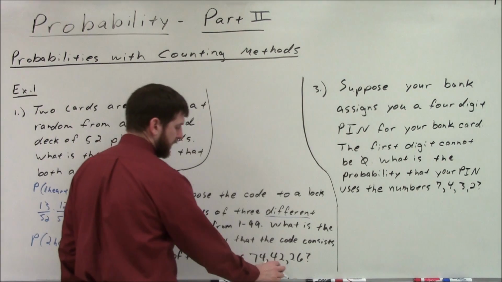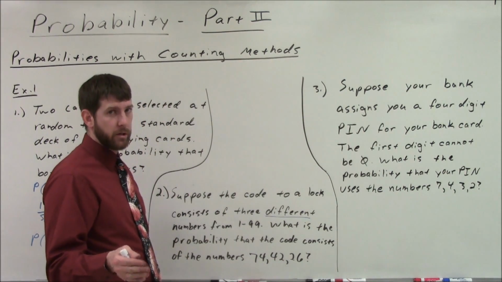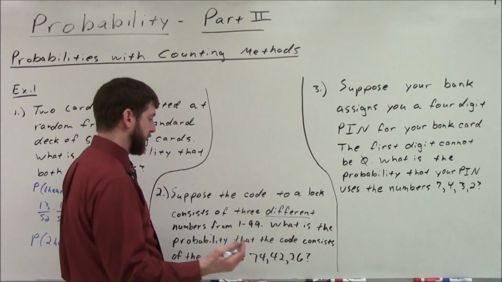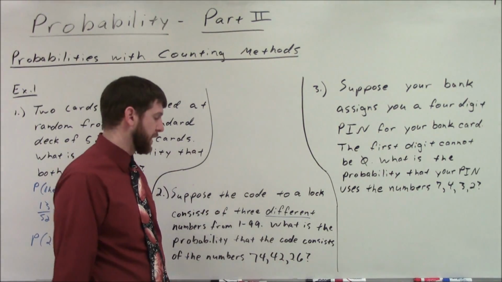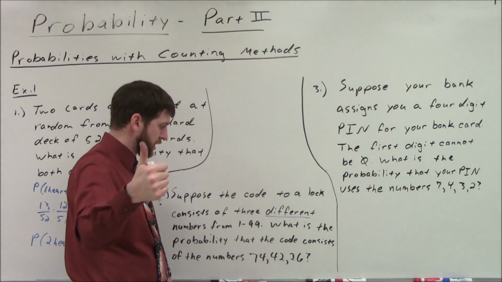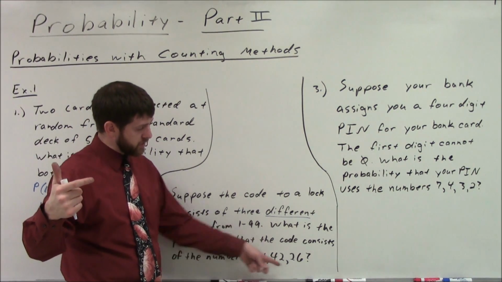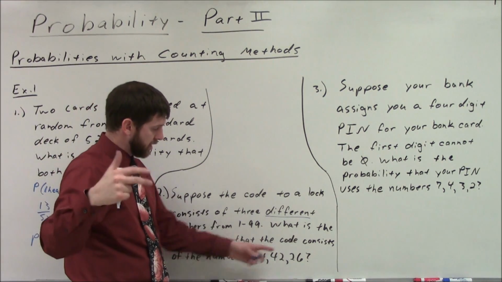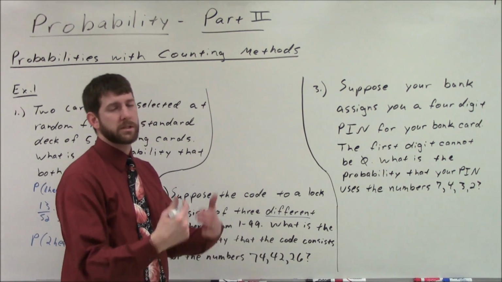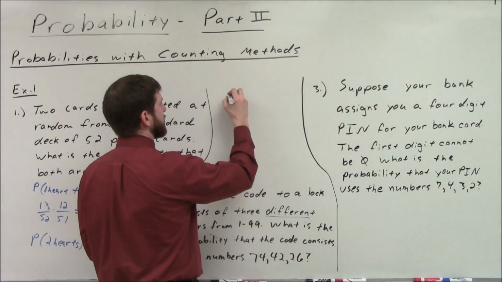So the probability of getting those 3 numbers in any order is going to be number of successes. Well, a success would be all the orders of that. So it could be 74, 42, 26. That's one success. 74, 26, 42. That's another success. 42, 74, 26. There's a success. 42, 26, 74. There's a success. So we go through all the ways. Well, what's the way we can generate all the different orders of a group? Permutation.